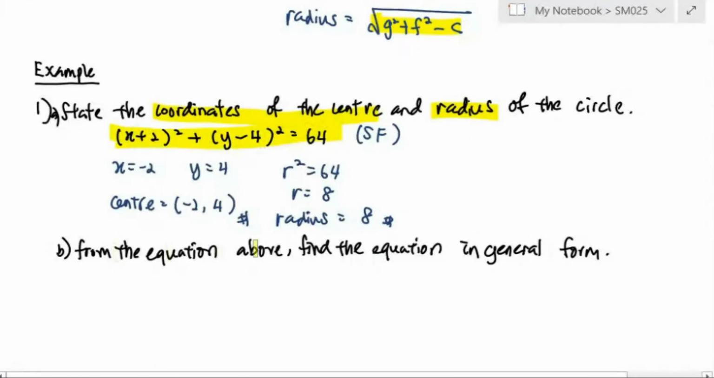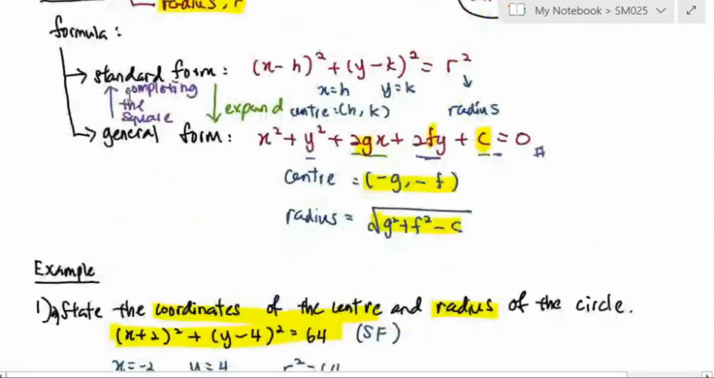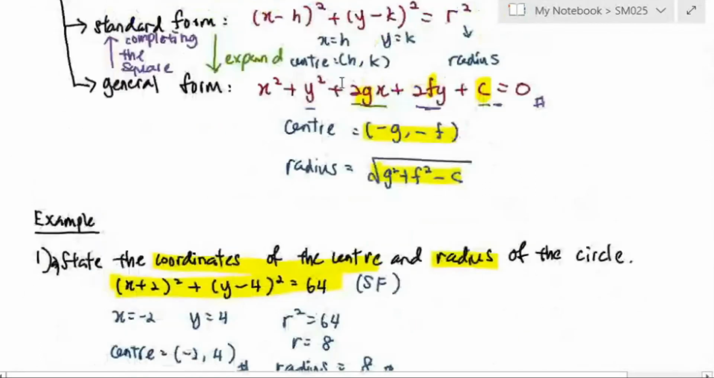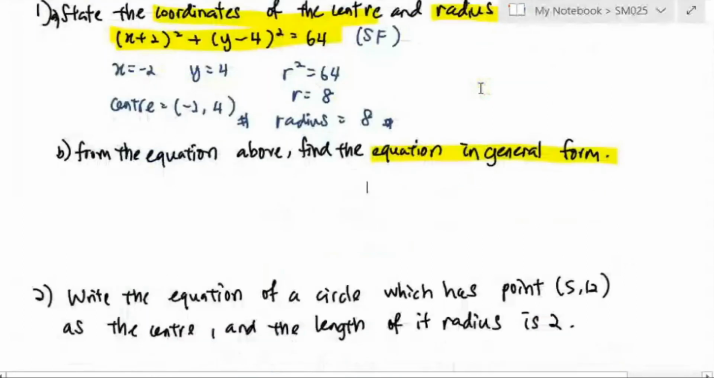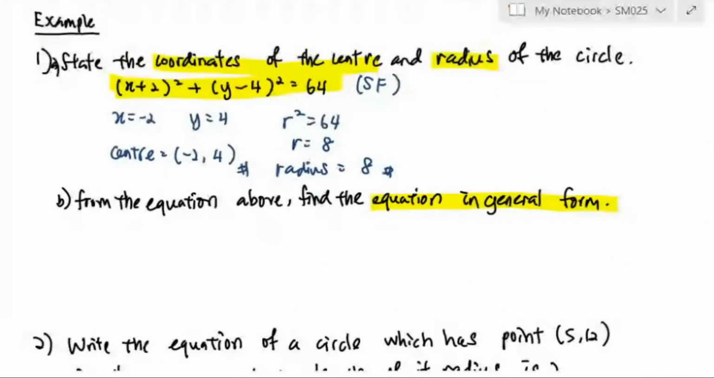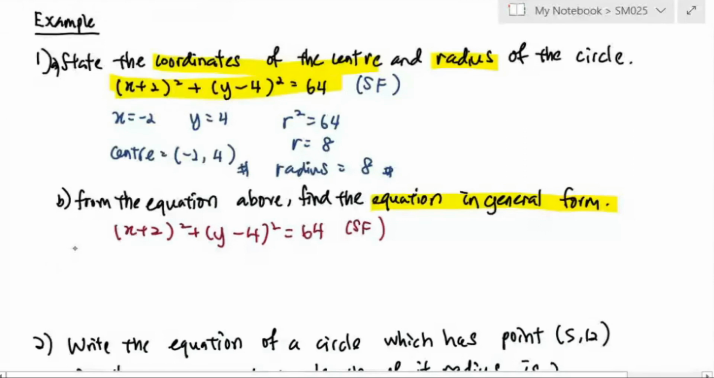From the equation above, find the equation in general form. How can we get standard form into general form? By expanding the equation, we can get the general form. You can see general form is everything on the left hand side, then equals 0, and they arrange in order: X squared, Y squared, something X, something Y, and a constant. So by referring to our standard form equation given above, I'm going to show you how we get the general form. This is our standard form. The method we need here will be expanding.